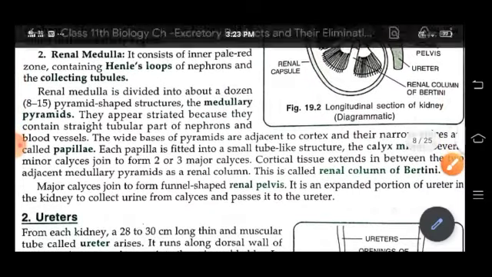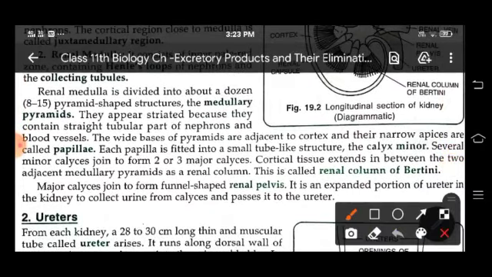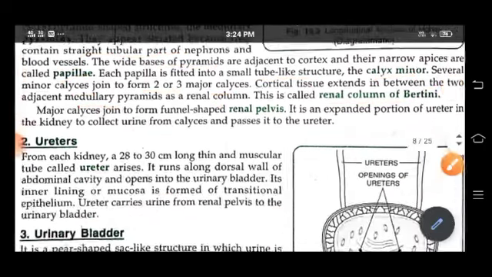Now these medullary pyramids appear striated as they contain straight tubular parts of nephrons and blood vessels. The wide bases of the pyramids are called papillae, and each papilla fits into a small tube-like structure, the calyx. Several minor calyces join to form 2 or 3 major calyces. Cortical tissue extends in between 2 adjacent medullary pyramids as renal columns, known as renal columns of Bertini.